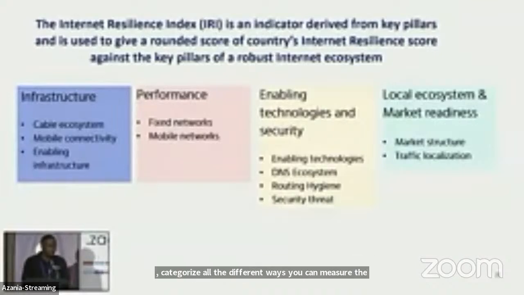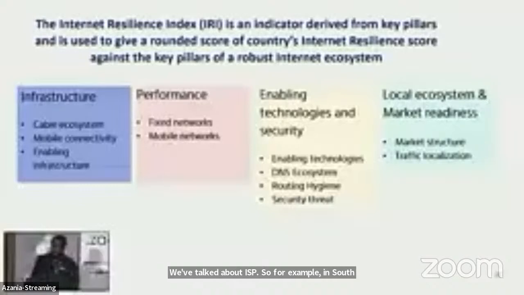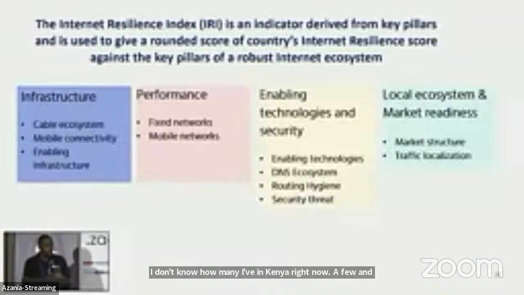So the first one is infrastructure. This is very simple. How many ISPs are in that country? We've talked about IXPs. So for example, in South Africa, we have 13. In Kenya, Fiona will correct me, I don't know how many you have in Kenya right now. Fiona, I'm sure you'll have the accurate figure. How many IXPs are there?